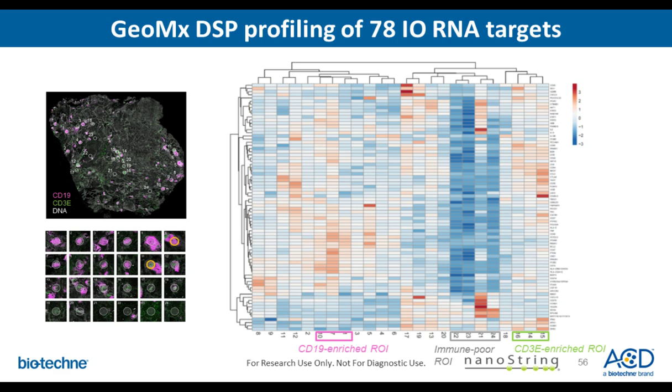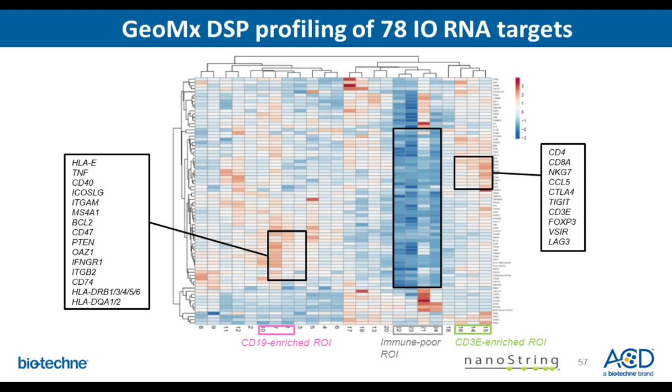We looked at 24 ROIs, and those are all listed along the axis of this cluster heat map. I highlighted a few different regions: CD19 enriched, immune poor, and CD3 enriched ROIs. What I am showing here is Z-scored across genes, and clustered in an unbiased way. You can see the immune poor, CD3 enriched, and some CD19 enriched ROIs do cluster together.